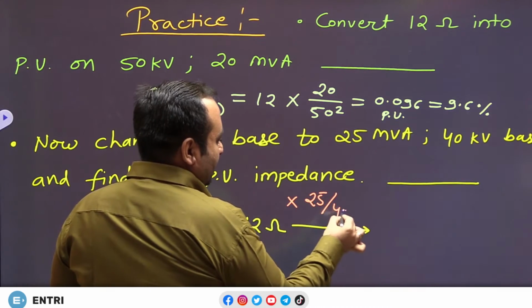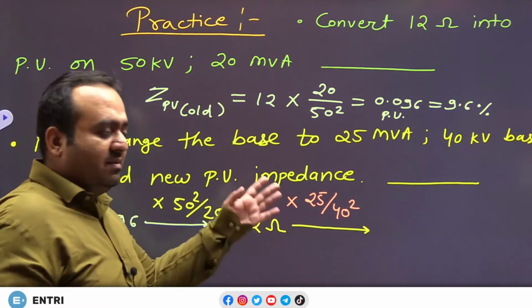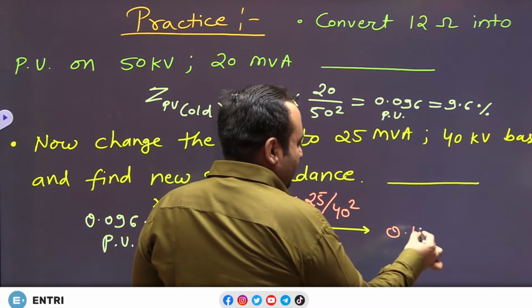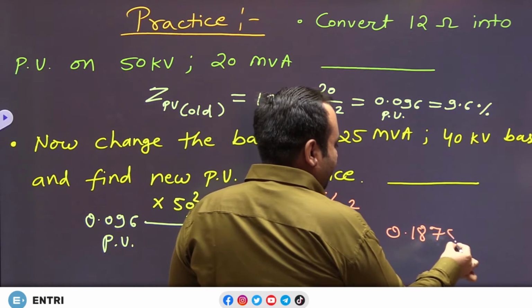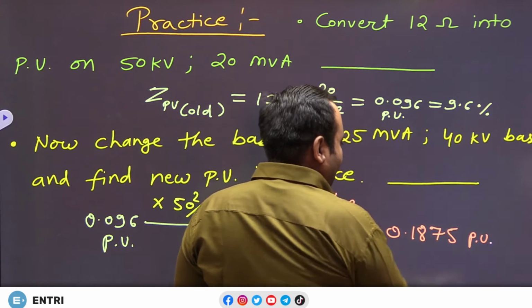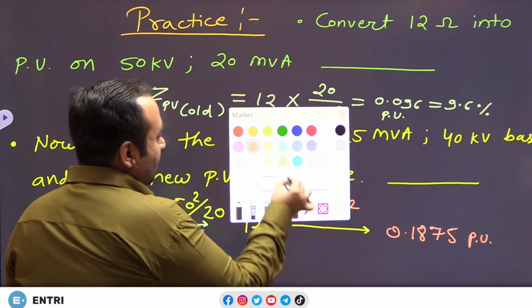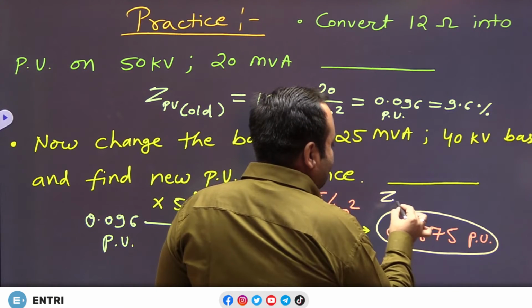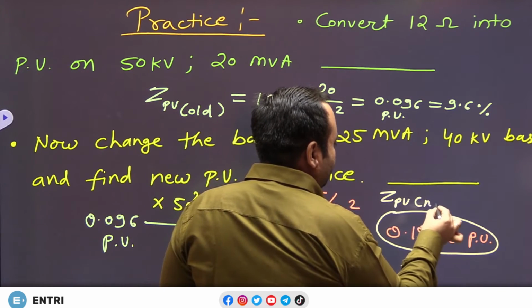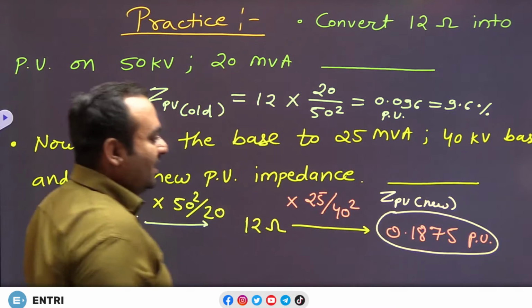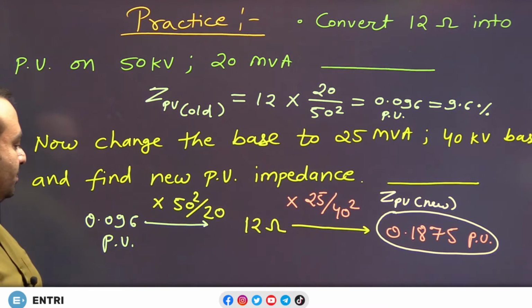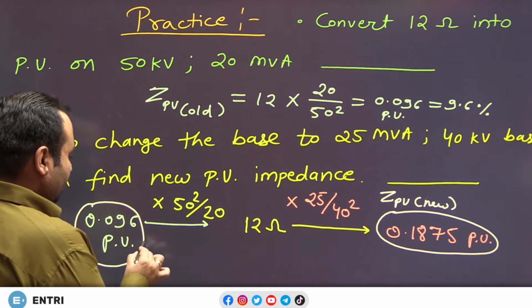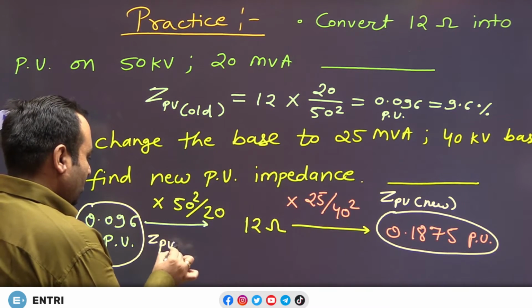upon 40 squared. I think you must have done it having paused the video. So it will come out to be 0.1875 per unit or 18.75%. Mind you, my dear, I will be calling this as ZPU new. I will be calling it as ZPU new. This is ZPU old.